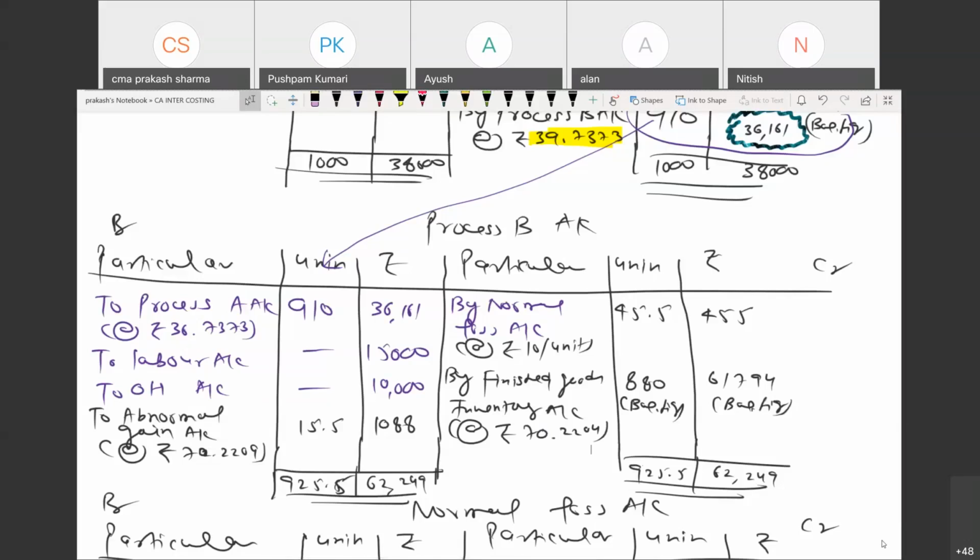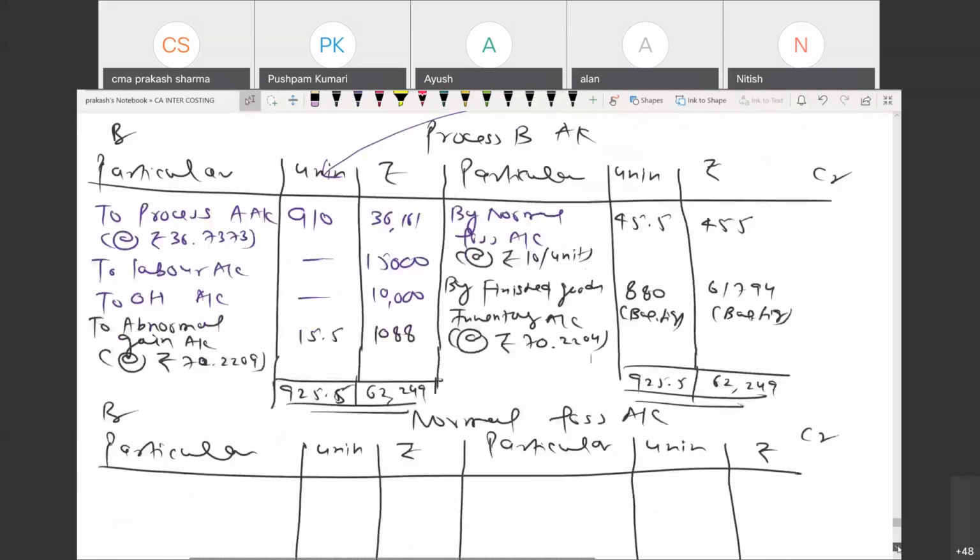After making the process A and process B accounts, we will now prepare the normal loss, abnormal gain account. But first, please let me know whether the process A and process B accounts are clear to you or not. Any doubts? It was a very simple question. I guess most of you are saying it is okay. Now let us prepare our normal loss account.